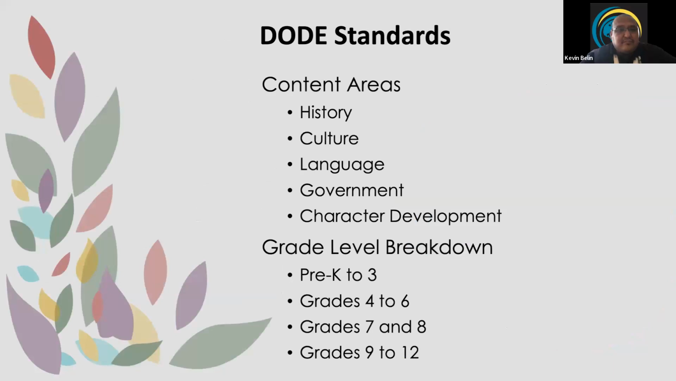Next one. So part of DODE standards, there are 5 content areas that they want us to touch on throughout the year over the grade level breakdowns. You can see the grade level breakdowns: pre-K to 3, 4 to 6, 7, 8, and 12. But there are 5 areas per grade level breakdown. So the first is history, culture, language, government, and character development.